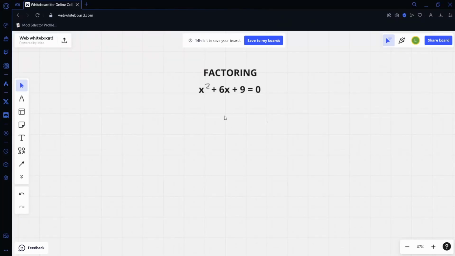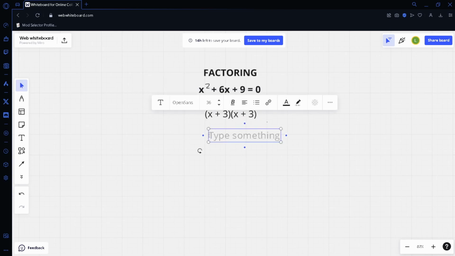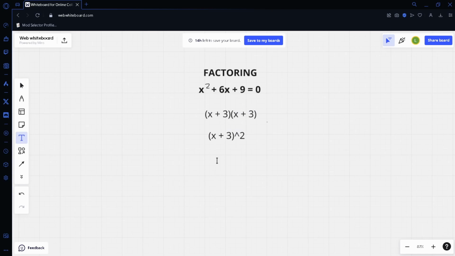Another example here, we have this equation x squared plus 6x plus 9 equals 0. Two numbers that multiply to 9 and add to 6, so it's just going to be 3. So x plus 3 times x plus 3, or it can be rewritten as x plus 3 squared. Then you want to set this to 0, so if x plus 3 equals 0, then x is simply equal to negative 3.